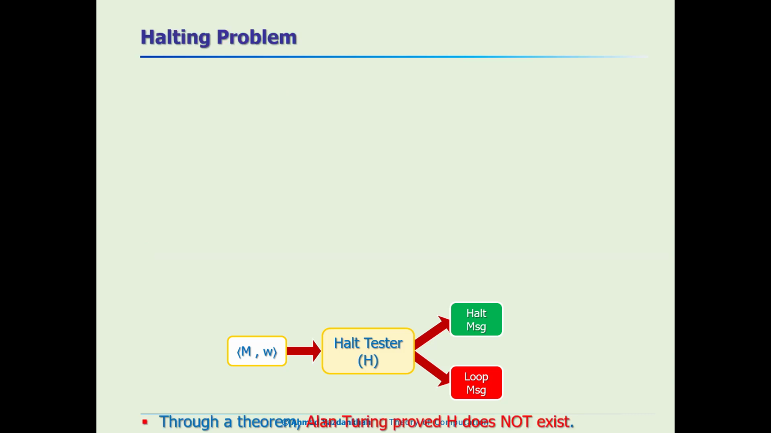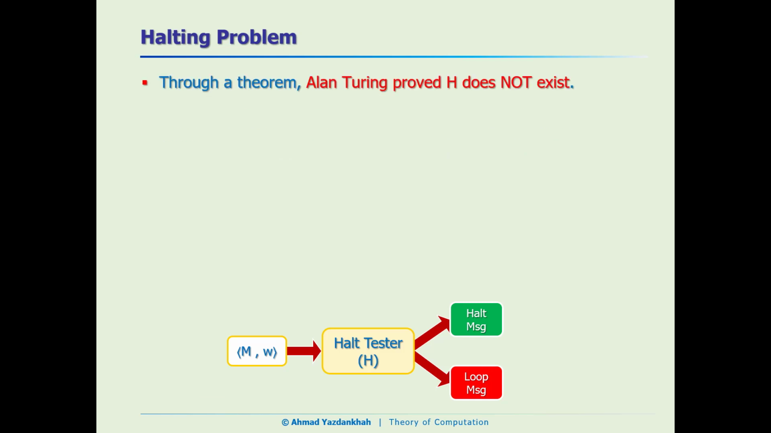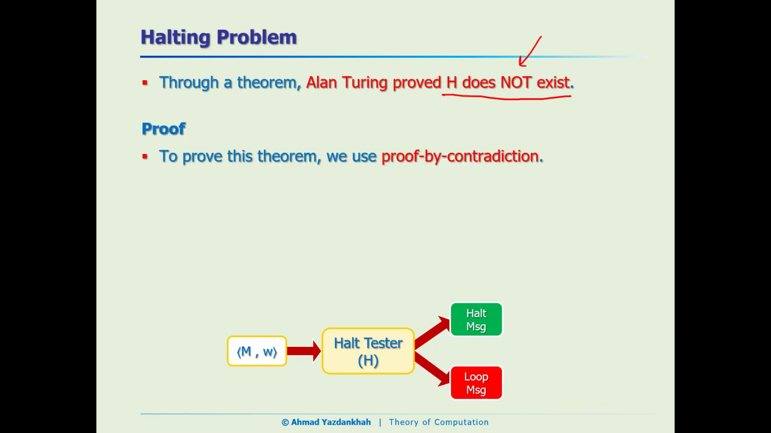So this was actually a theorem that Alan Turing stated and proved: H cannot exist. Let's go over this proof and see how beautifully he proved this theorem. We use proof by contradiction.